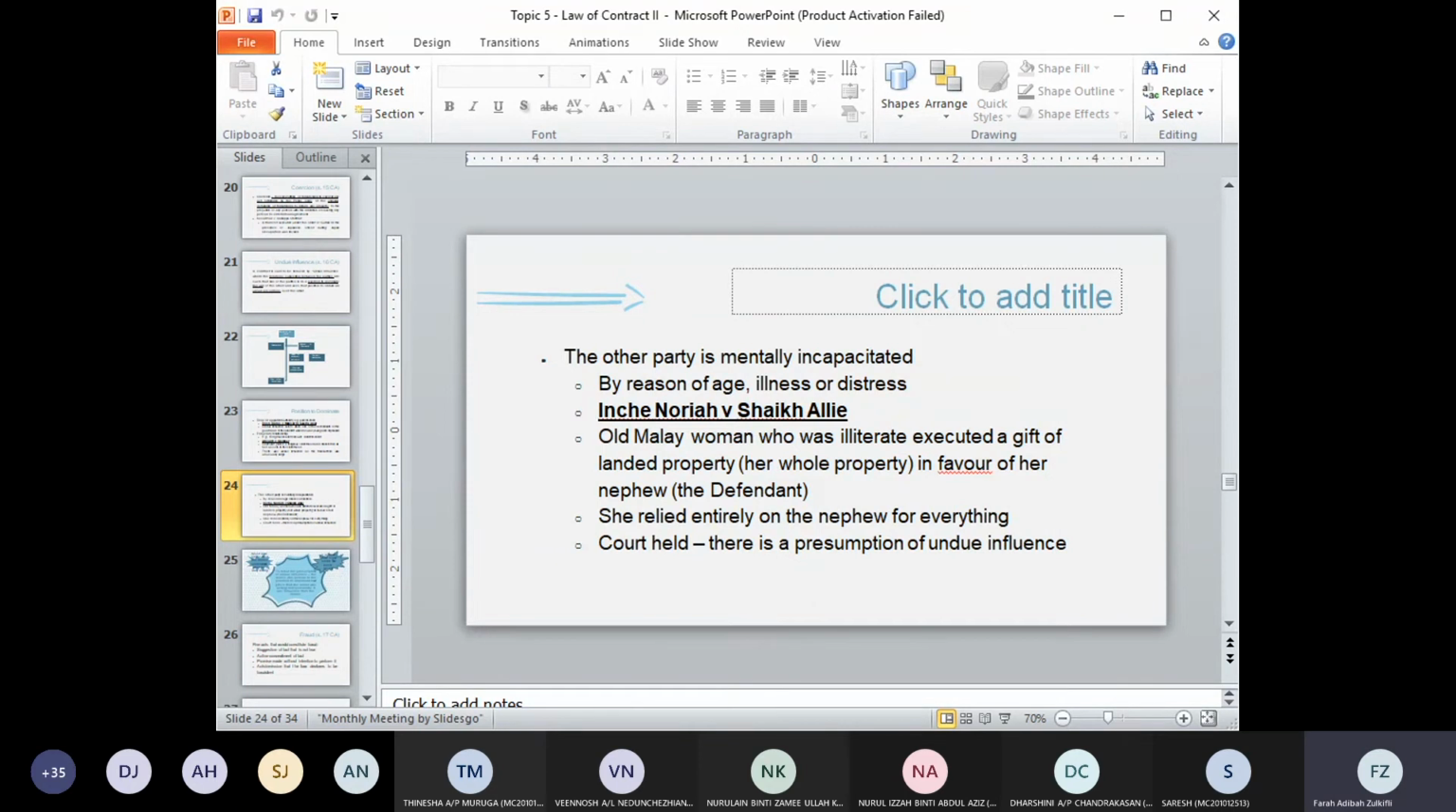And then this old lady relied entirely on her nephew for everything because she is illiterate. She does not understand, she cannot read. And she is also very weak. She cannot leave the house without assistance. So she is relying entirely on her nephew.